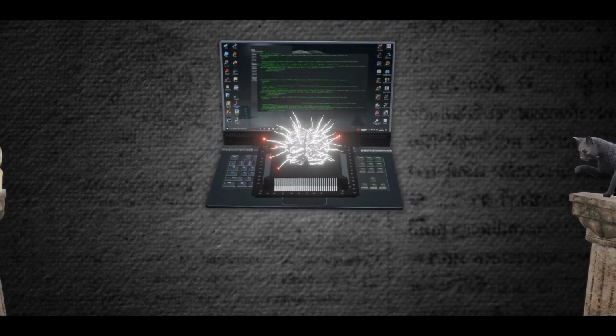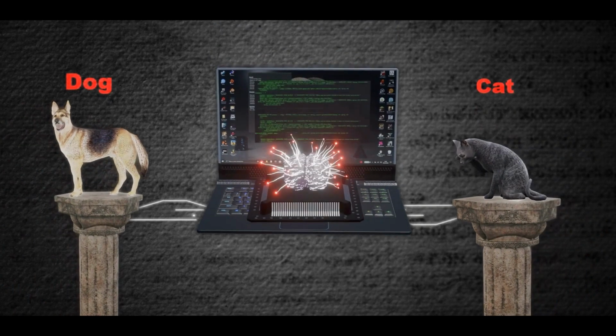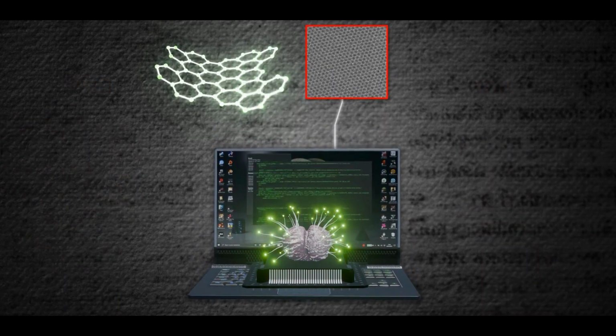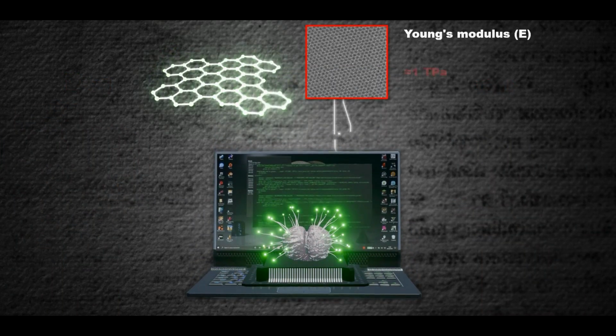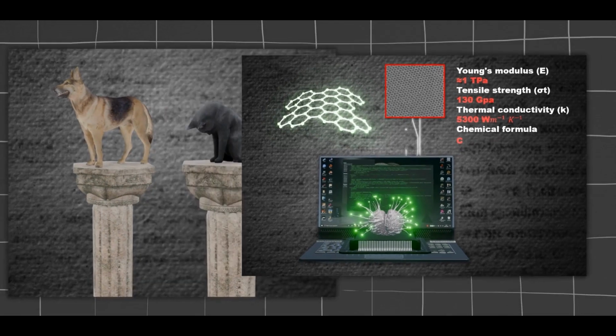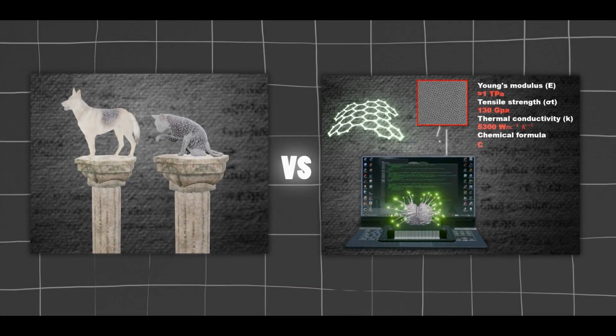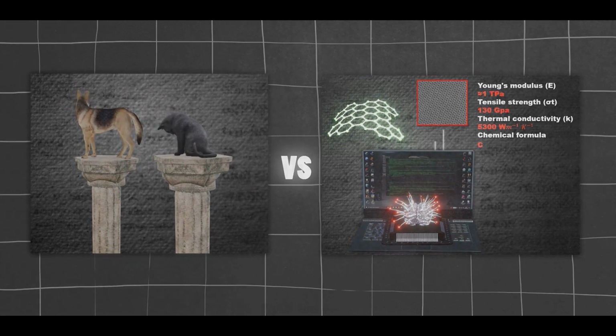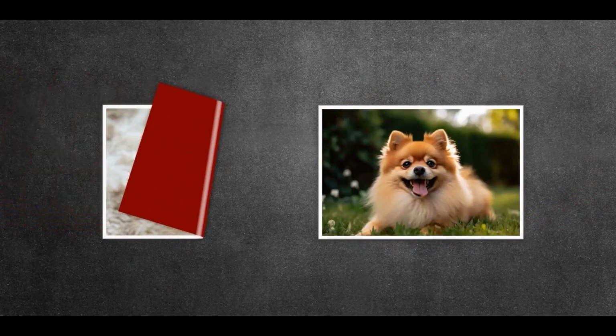Today, we'll dive into two fascinating case studies: how AI differentiates between cats and dogs, and how it analyzes the properties of graphene using microscopic images. Let's embark on this journey to understand the differences between these two methods and how they showcase the power of AI. Let's start with a seemingly simple question.